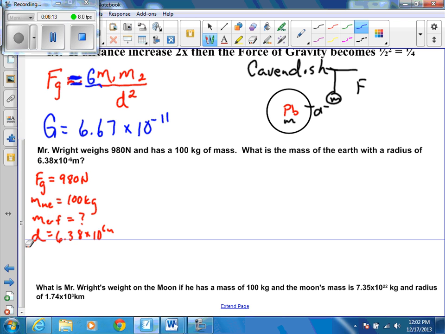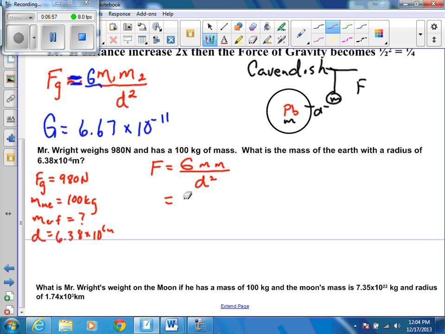Let's go down to number one on your worksheet. It says Mr. Wright weighs 980 newtons. So going back to this, my weight or my force of gravity would be 980. The mass of me is 100 kilograms of PMM, that's pure muscular mass. I'm looking to find out the mass of the Earth. And the radius of the Earth is 6.38 times 10 to the 6 meters. So let's plug all this into a formula now. Don't forget the formula is F equals big G times M all divided by R squared.